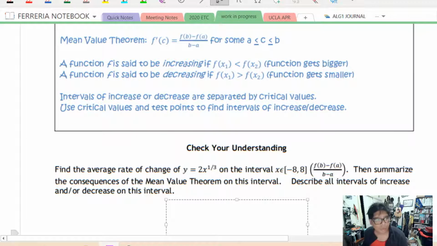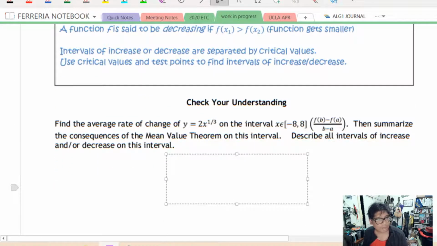So let's finish things with our check your understanding. We're going to find the average rate of change of y equals 2x to the 1/3 on the interval from -8 to 8. And thankfully, it gives me the formula for the average rate of change. Average rate of change is just the slope of the secant line. Then we're going to summarize the consequences of the mean value theorem on this interval. And then we're going to describe all intervals of increase and decrease on that interval -8 to 8.